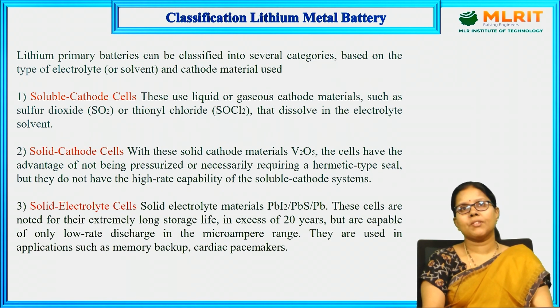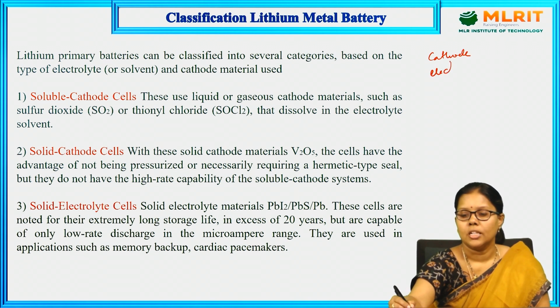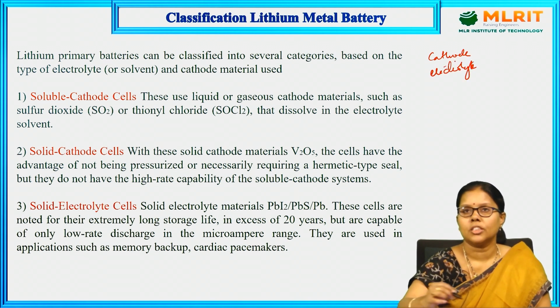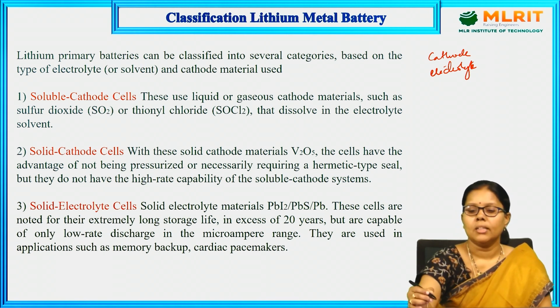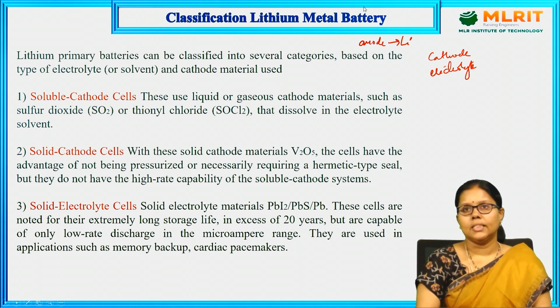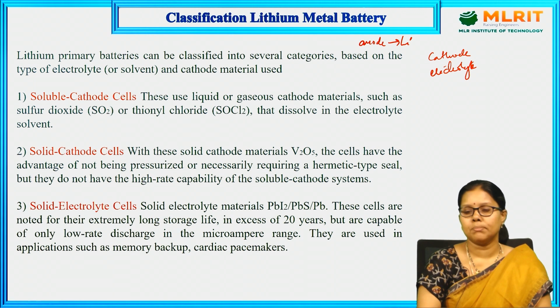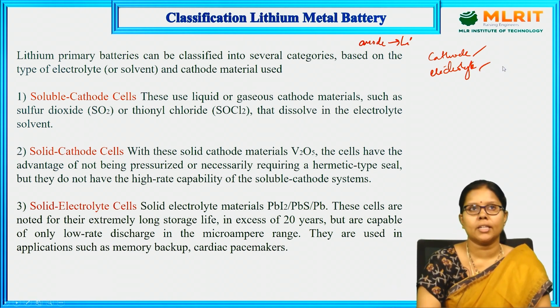Let us see the classification of lithium metal battery. The classification mainly depends upon the cathode and the electrolyte used. In all these different types of lithium metal battery, the anode is lithium. The variation lies mainly in the cathode, which may be solid, gaseous or liquid, or in the electrolyte, which may be organic or inorganic.